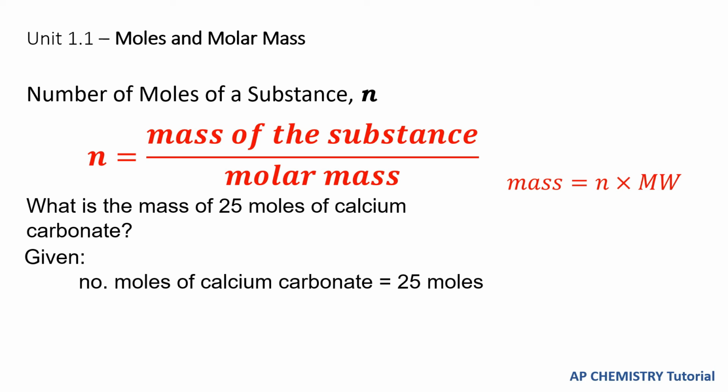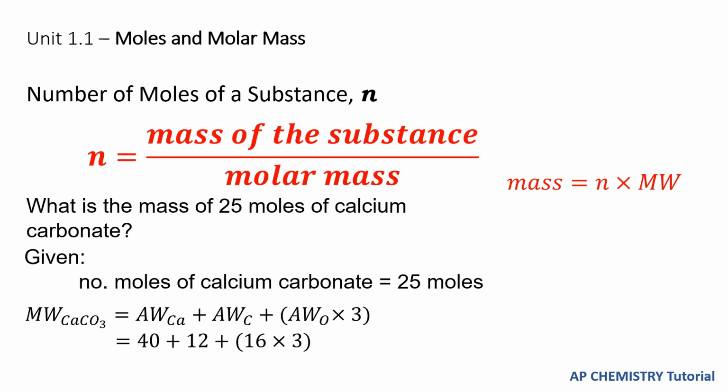So we have to identify first what is the molar mass or the molecular weight of our compound, calcium carbonate. Calcium carbonate is CaCO3. So we have 1 atom of calcium, 1 atom of carbon, and 3 atoms of oxygen. The atomic mass of calcium is 40, plus the atomic mass of carbon is 12, plus the atomic mass of oxygen, 16, multiplied by 3. And so the molecular weight of our calcium carbonate will be 100 grams per mole.